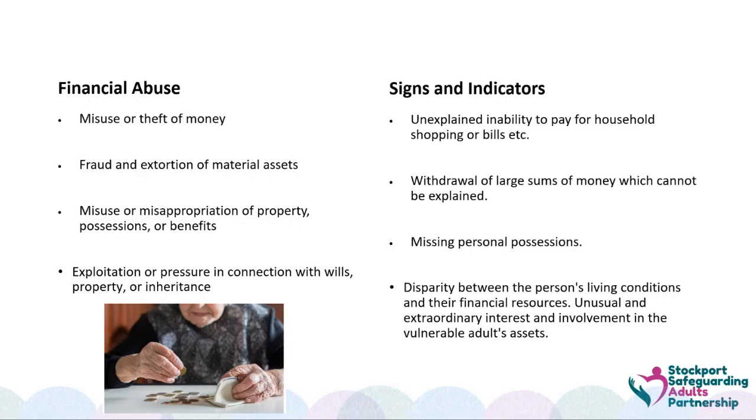And some signs and indicators to look out for can include the unexplained or inability to pay for household shopping or bills, the continual withdrawal of large sums of money which cannot easily be explained, personal possessions that go missing without explanation, or a disparity between the person's living conditions and their financial resources. This can include unusual and extraordinary interest and involvement in a vulnerable adult's assets by another person.